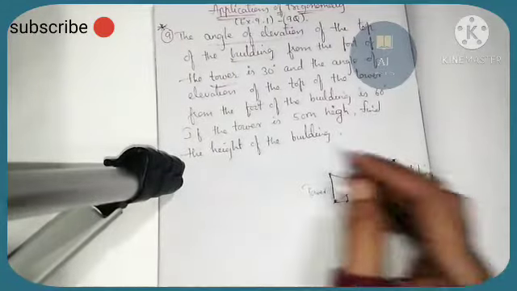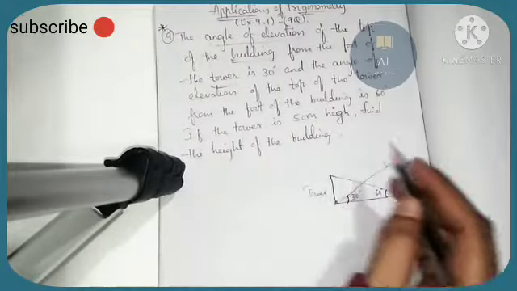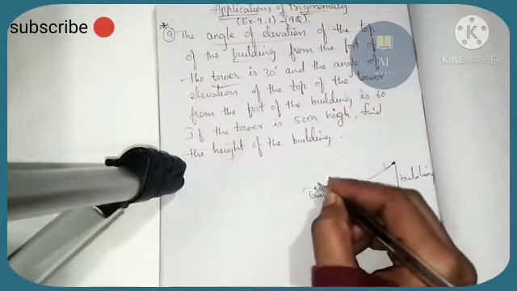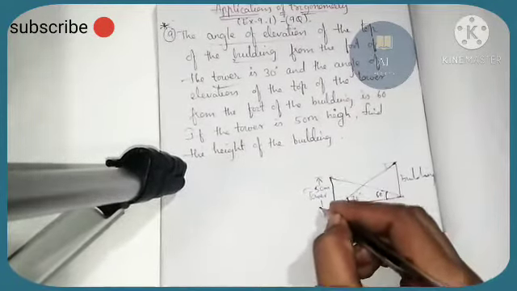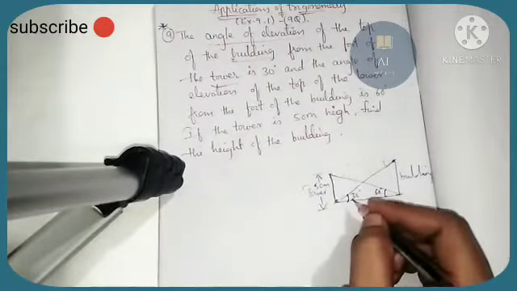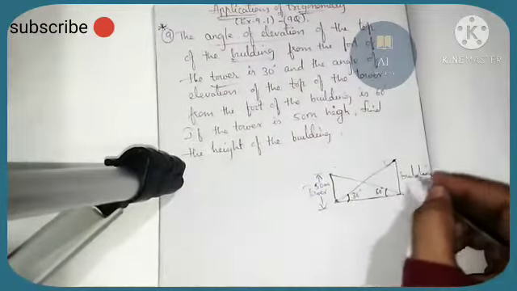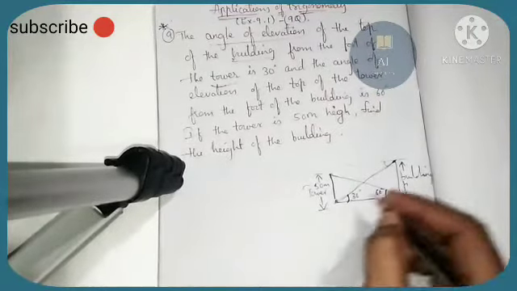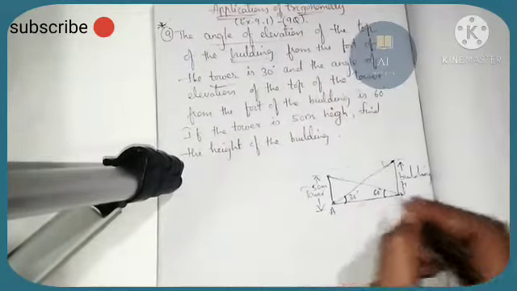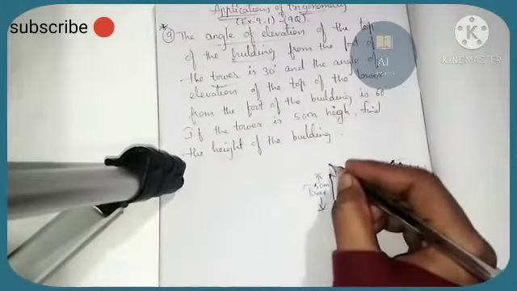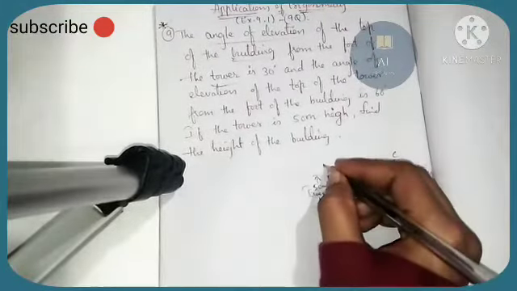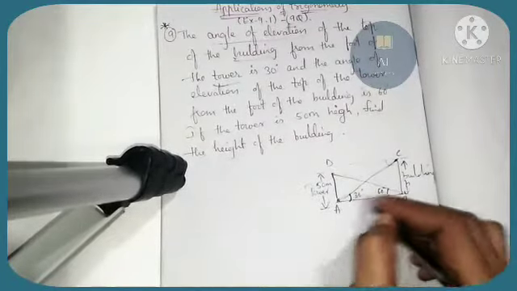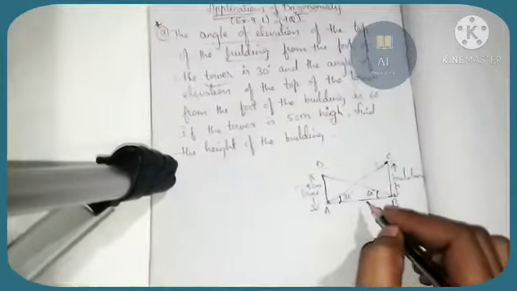Okay, 60 degrees. If the tower is 50 meters high, so the height of the tower is 50 meter. From here this is height of the tower. Find the height of building. Let it be some h. Now naming it A, B, C, D. Here two triangles are forming, first and second. These two are sharing same base.